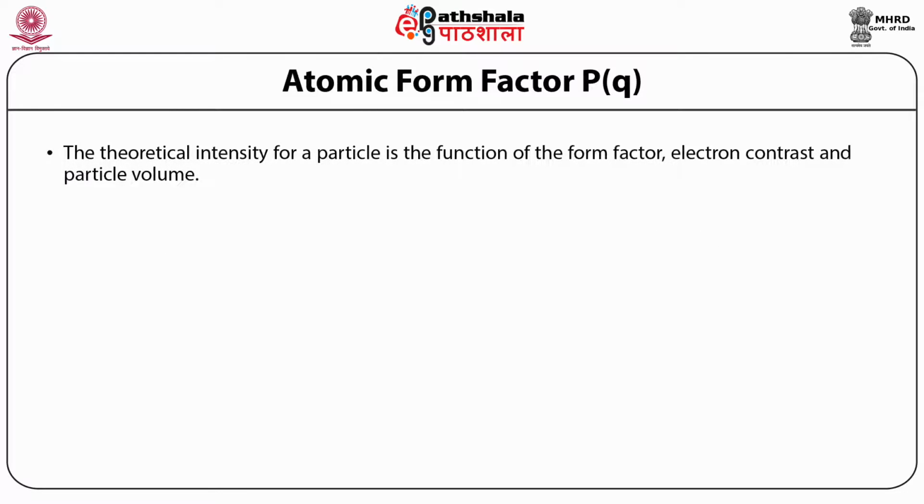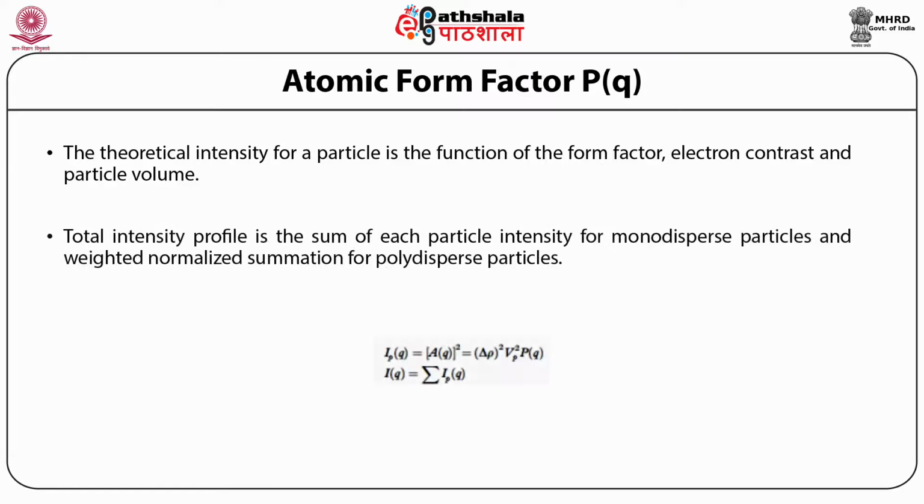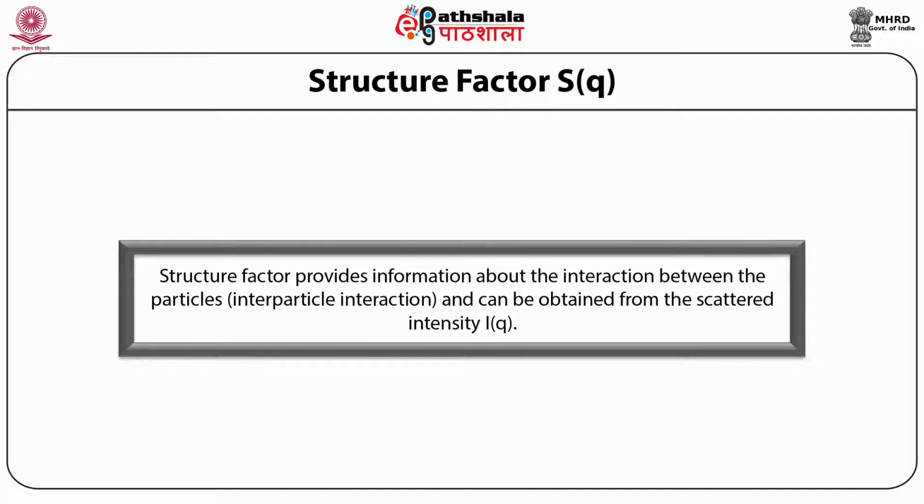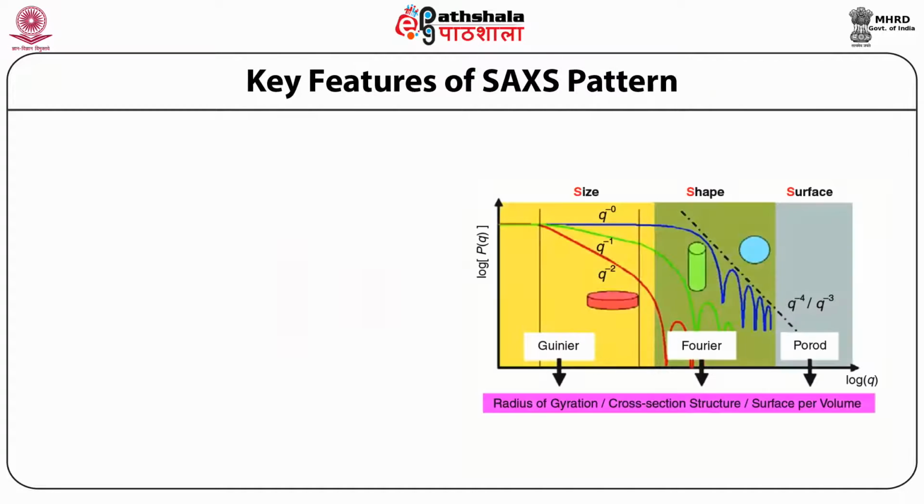The theoretical intensity of a particle is a function of the form factor, electron contrast, and particle volume. The total intensity profile is the sum of each particle intensity for monodispersed particles, and the weighted normalized summation for polydispersed particles. Structure factor will provide information about the interaction between the particles, which can be obtained from the scattered intensity. Let's move on to some of the key features of the small angle X-ray scattering pattern.